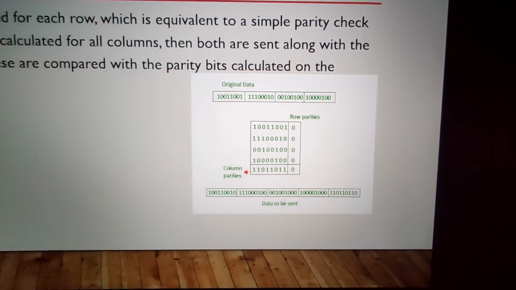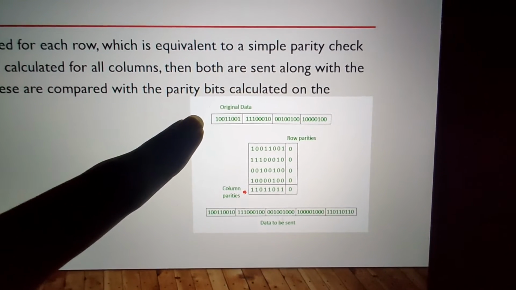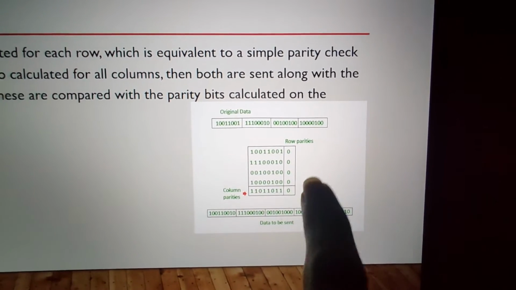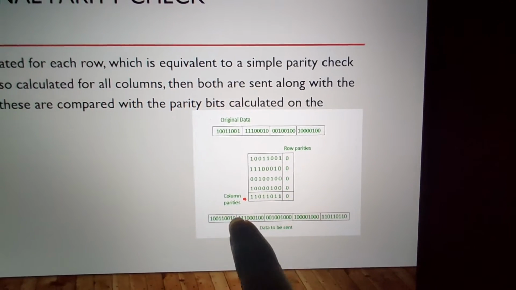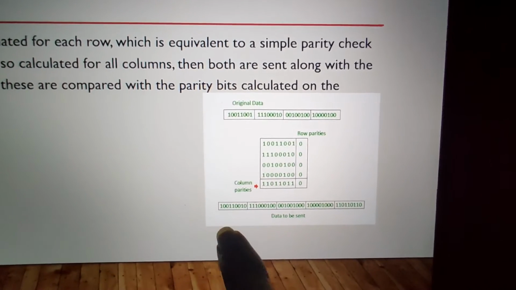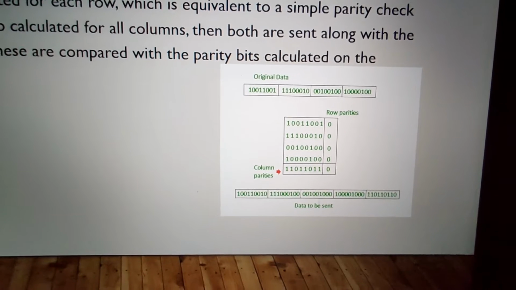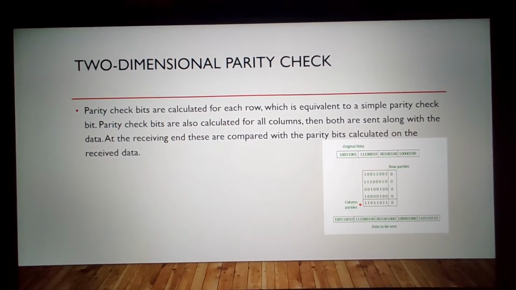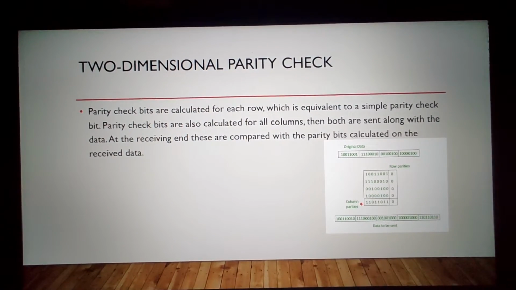As we can see from the figure, these are the original data, and then a parity bit is added for all the rows and the columns. Here we can see 000 and 11011 are added, and here is the new data that is supposed to be sent. And then at the receiving end we verify whether the number of bits sent are accurate or not.